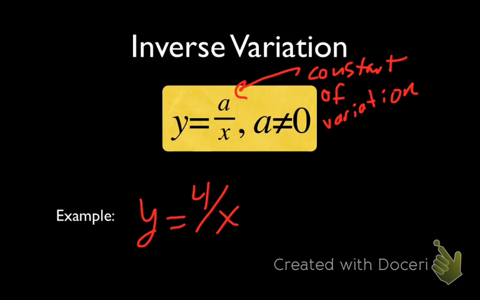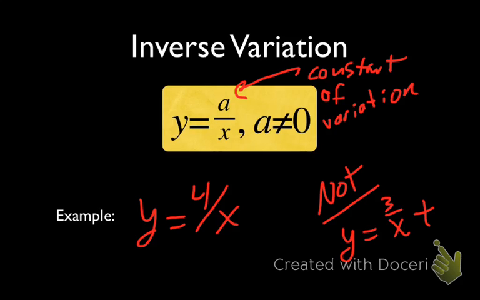Okay, so quick to sum up here. Y equals a over x is inverse variation. A is the constant of variation. A will be very important throughout the lesson as we start getting into some examples. An example of inverse variation would be y equals 4 over x. An example that is not inverse variation would be something like y equals 3 over x plus 1. That would not be inverse variation.